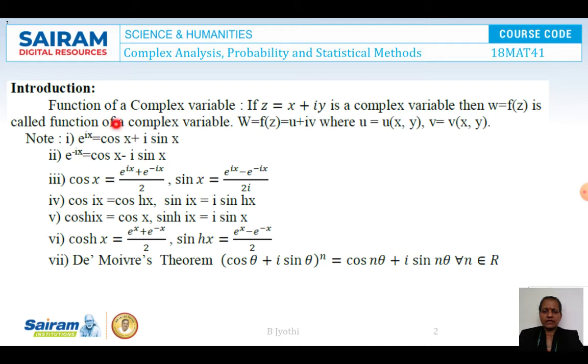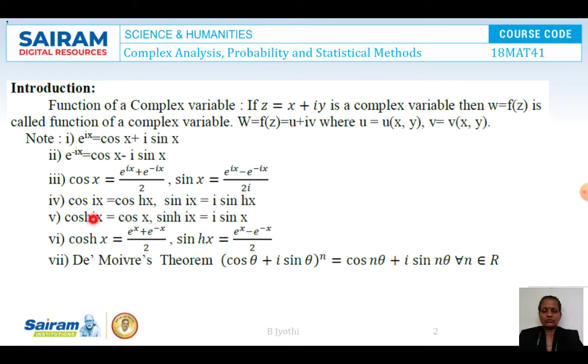e power ix can be written as cos x plus i sin x, and e power minus ix can be written as cos x minus i sin x. And cos x can be written as e power ix plus e power minus ix divided by 2, and sin x is e power ix minus e power minus ix by 2i.